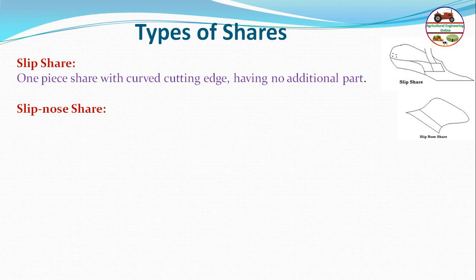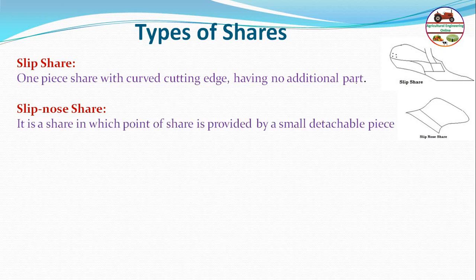So one piece shear is a little problematic, because whenever the shear is worn out, you have to just replace the whole shear. And slip nose shear is a shear in which the point of the shear is provided by a small detachable piece. So basically, this is a detachable piece which, when it is worn out, can be replaced easily. But in the case of slip shear, it has to be removed and replaced by a new one.